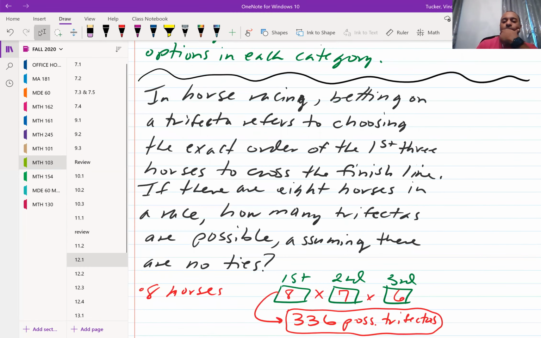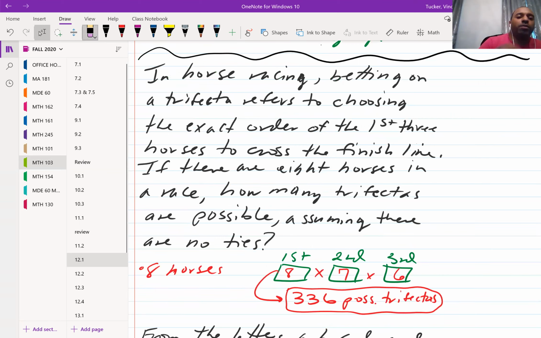All right, so when we talk about doing this, initially you would set up your boxes: first, second, and third. In each place, you will put how many options you have. When you look at first place, you have 8 horses altogether. So you ask yourself, how many choices do I have to come in first place? That would be 8. Now, after one horse crossed the finish line, you have 7 horses left that could possibly come in second place. And then after that horse crossed the finish line, there are 6 horses left that could come in third place. So that's why we have 8, 7, and 6. What you put in your box is the number of options you have for each category.